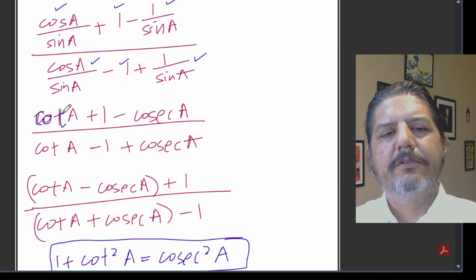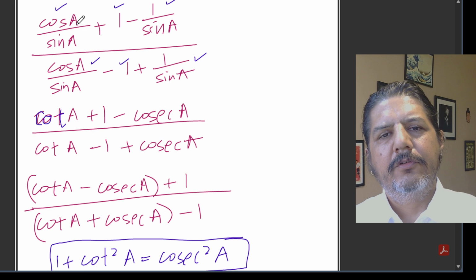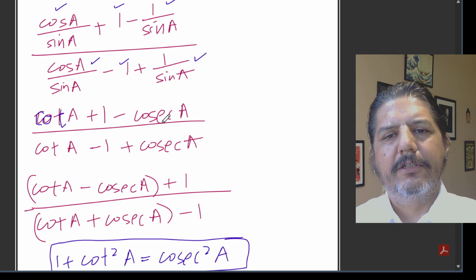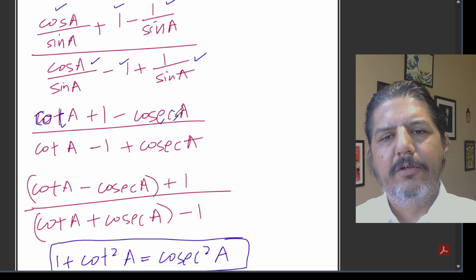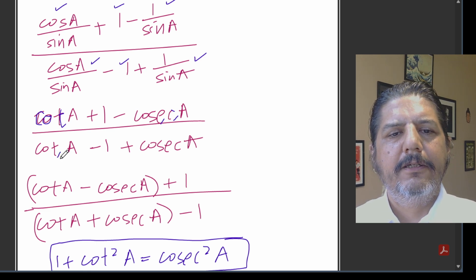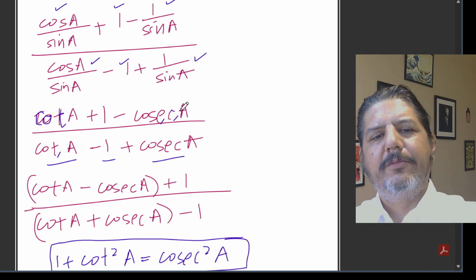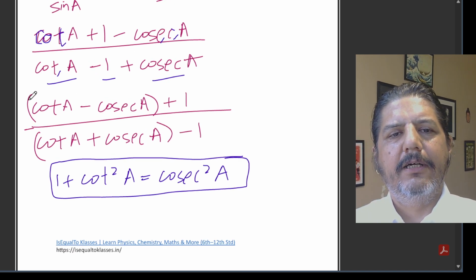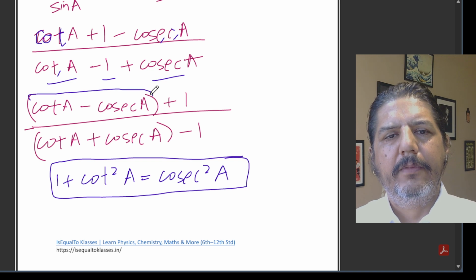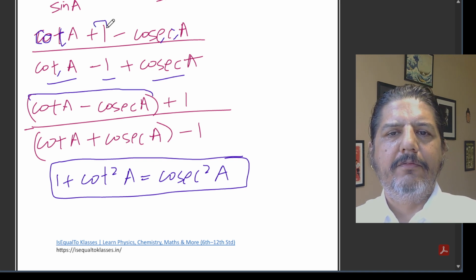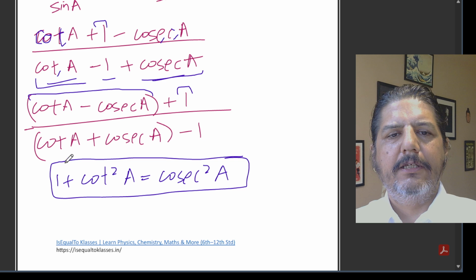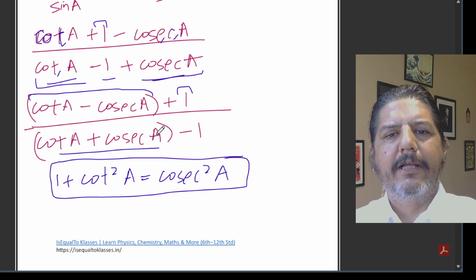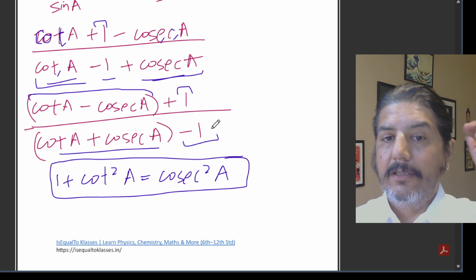Why am I doing this? You will understand in a while. So this is cot A plus 1 minus 1 upon cosec A in the numerator, and the denominator would be equal to cot A minus 1 plus 1 upon cosec A. Now, what I do is I take the numerator and pair cot A minus cosec A like this, with the 1 written here, and cot A plus cosec A written like this, and this minus 1 is here.